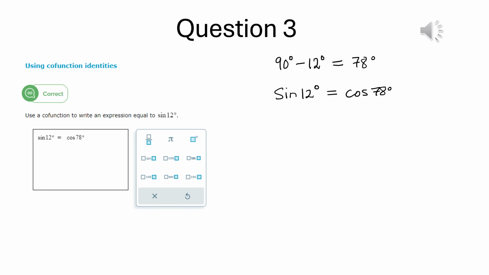Okay, this is super easy. It's about the cofunction. The cofunction of sine is cosine, and the complementary angle of 12 degrees is 78 degrees. Therefore, sine 12 degrees is equal to cosine 78 degrees. That is the answer.